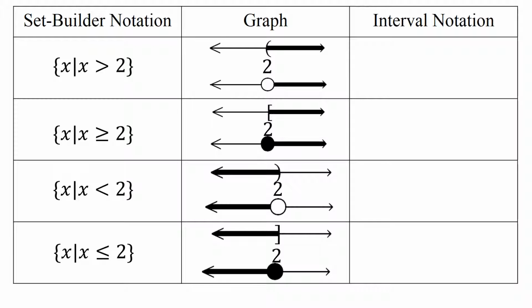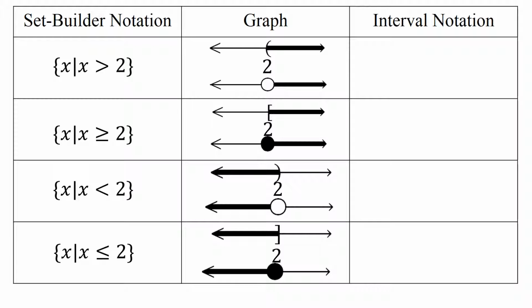So it doesn't really matter if it's going greater than or less than. If it's not including the endpoint, we use parentheses or open circles. And if it's greater than or equal to or less than or equal to, we use brackets. Another notation we could use to describe this set is what we call interval notation.